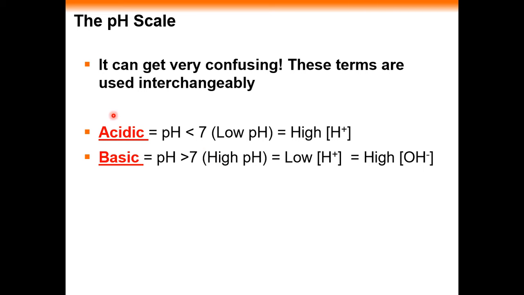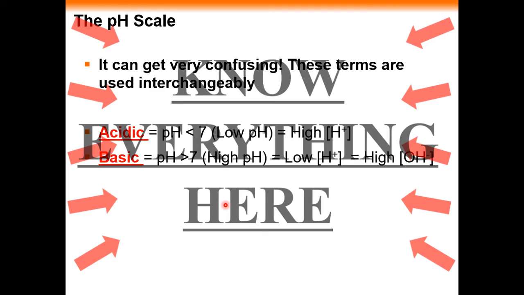An acid has a pH of less than 7. We call that a low pH. Bases have a pH above 7. We call that a high pH. Acids have high levels of hydrogen ions, a high concentration. Bases don't, they have low levels. As a result, they have high levels of hydroxide, OH. So all these terms could mean base. All of these things can mean acid. So it's really important to know them because these are often used interchangeably.